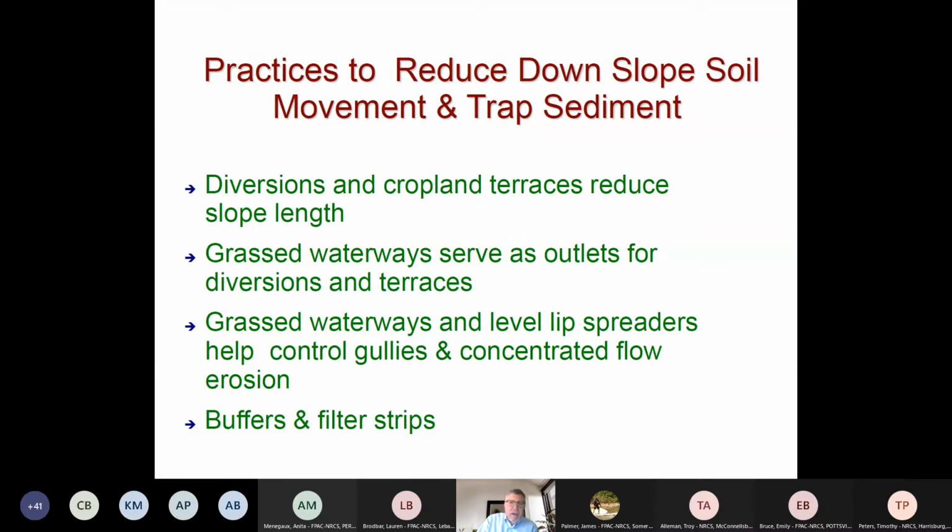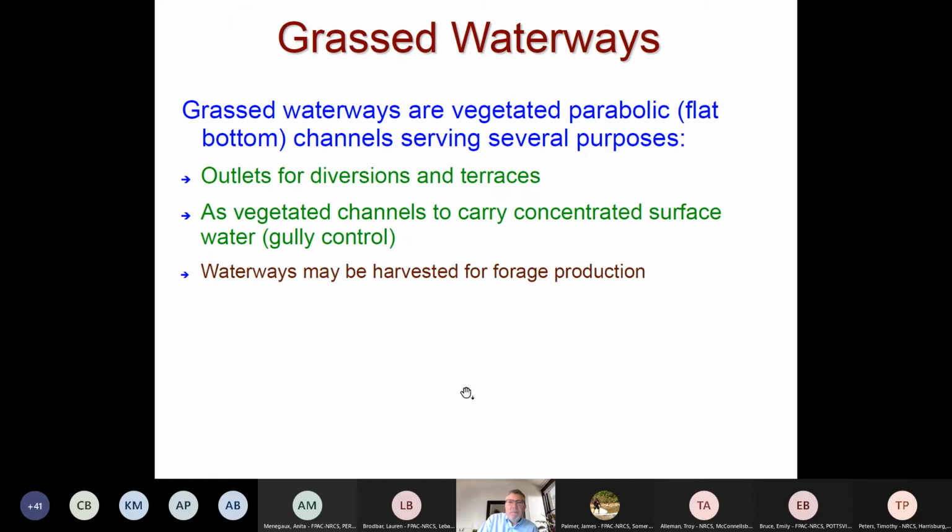Grass waterways are vegetative, parabolic, that means flat bottom channels that serve several purposes. Okay, so grass waterways are outlets for diversions and terraces. They can also serve as vegetative channels to carry out concentrated surface water flow. So if there are places in the landscape that naturally develop into gullies because of their position in the landscape and the topography of the fields, often that is a location where a grass waterway should be placed to avoid the erosion caused by concentrated flow, creating gullies. Okay. Waterways may be harvested for forage production.